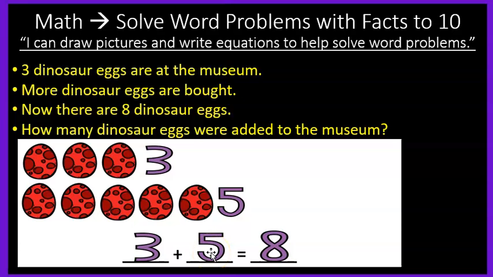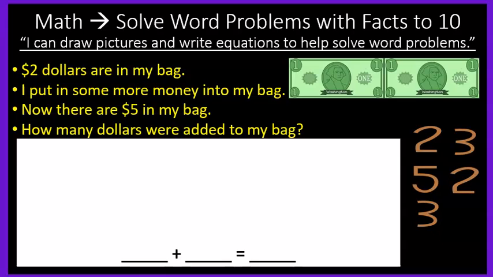5. So they bought 5 more dinosaur eggs and added them in with the 3 eggs that were already there. All together, there are 8. Okay? Now, let's keep going on to another example. Okay? Here's another example. Same thing.